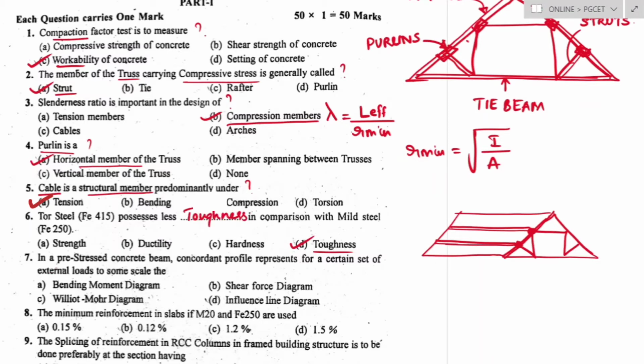Question number 7. In a pre-stressed concrete beam, concordant profile represents, for a certain set of external loads, to some scale, the influence line diagram. Option D is the right answer. It is the one which does not cause secondary stress.